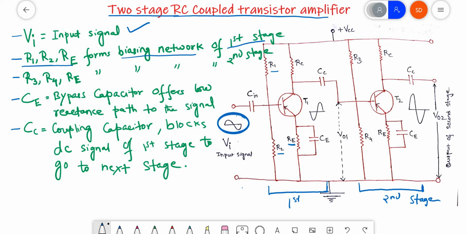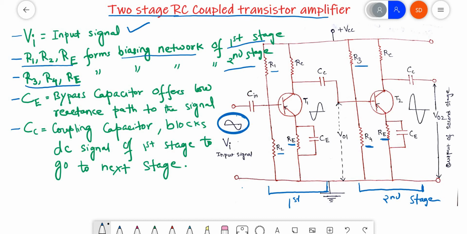Why is the biasing network done? It is done so that the quiescent point remains fixed, so that it doesn't fluctuate. Similarly, R3, R4 and Re form the biasing network of the second stage.